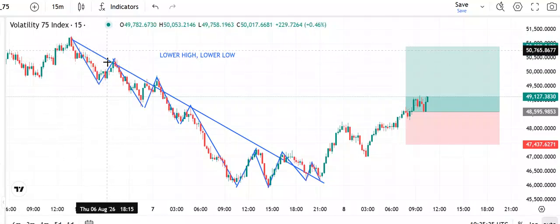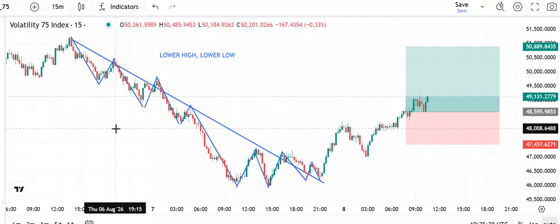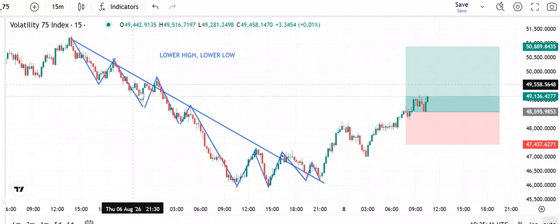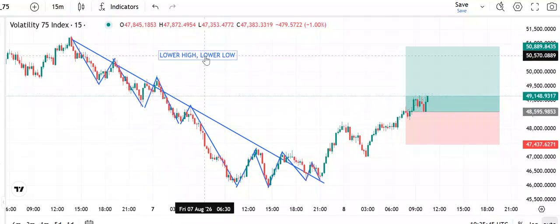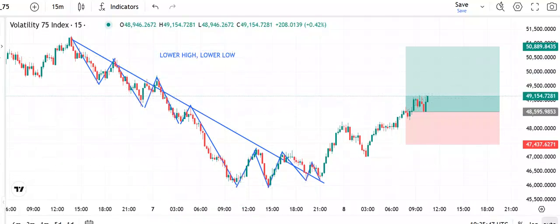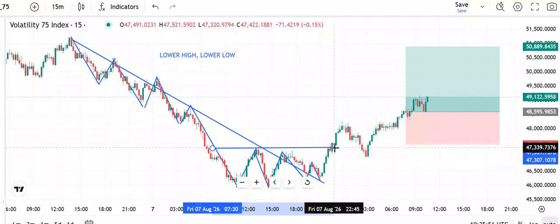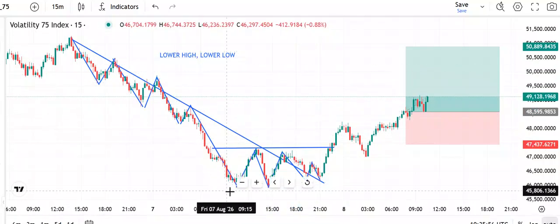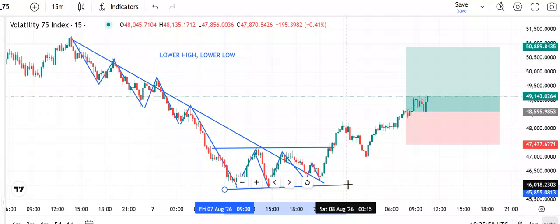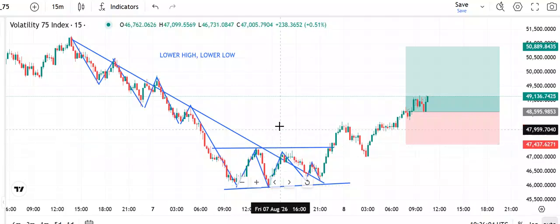Now, in as much as market is trending here, you can enter sell somewhere around here. Okay, but here market is ranging. So when market is ranging, you sell at the top, and buy at the bottom if you are a range trader.